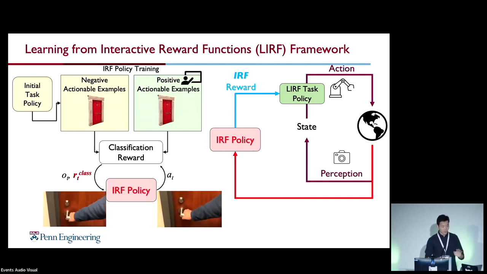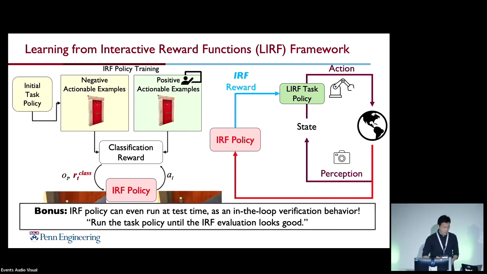It encourages the task policy to actually lock the door, rather than simply push it into place. We call this final improved task policy the LIRF task policy, short for learning from interactive reward functions. As a bonus, the LIRF policy can even run at test time as an in-the-loop verification behavior. So basically, we will run the task policy until the LIRF evaluation looks good.